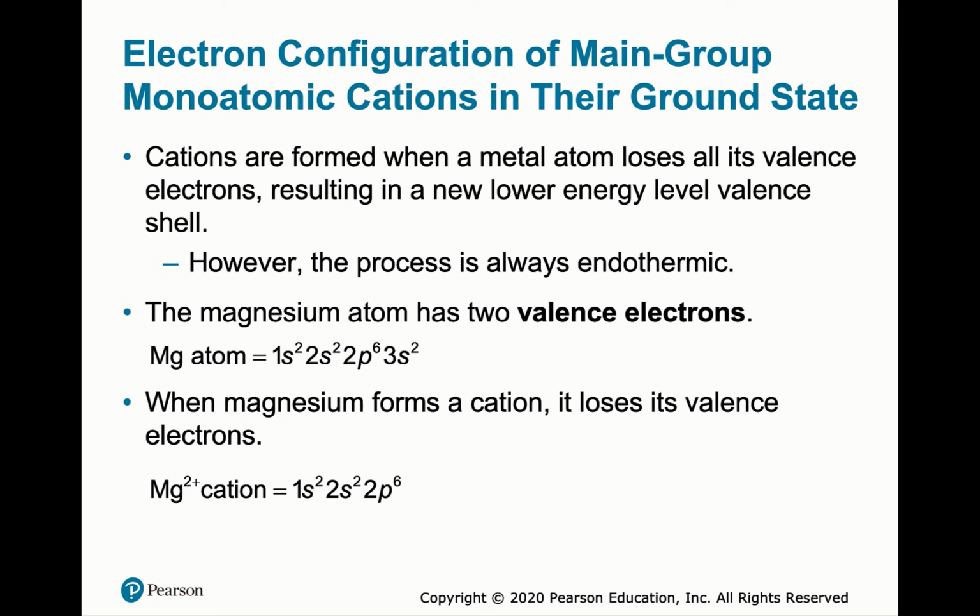And so the cations, when metals lose the valence electrons, have a lower energy valence shell, just like the noble gases. However, losing electrons is endothermic. It takes energy to rip electrons off. But why does it happen then if it takes energy? Well, it comes from the bonding.